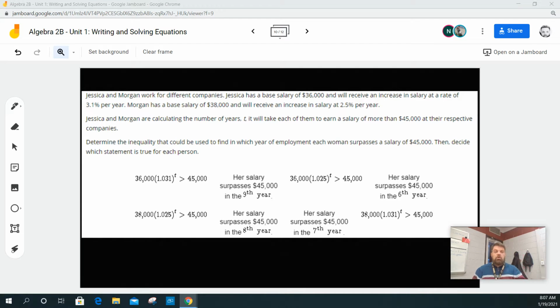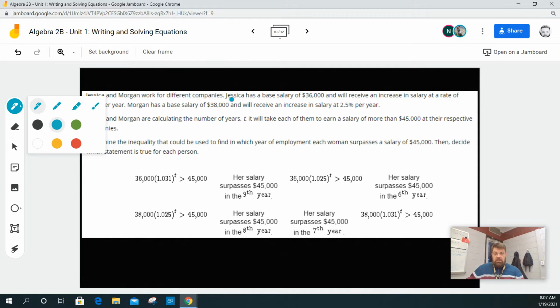Okay, so Jessica and Morgan work for different companies. Jessica has a base salary of 36,000. So I'm going to underline Jessica's stuff in blue. So Jessica has a base salary of 36,000 and will receive an increase in salary at the rate of 3.1% per year. So I circled that in blue.